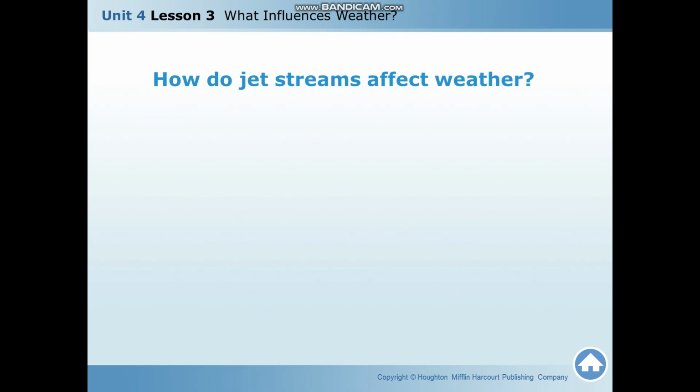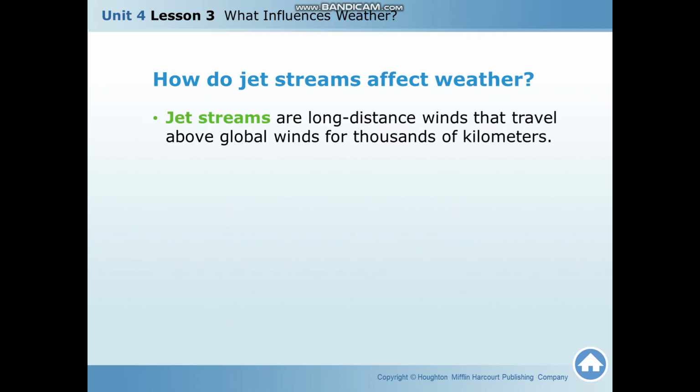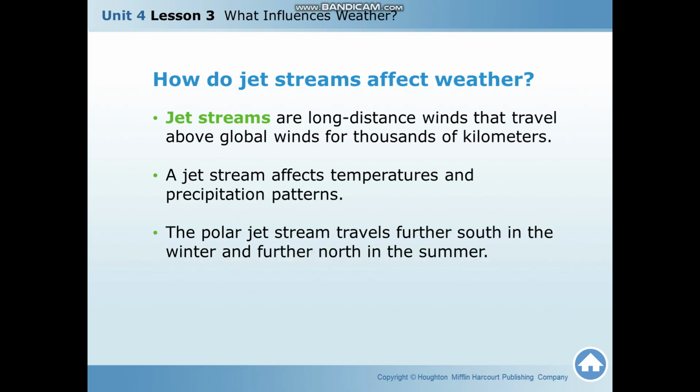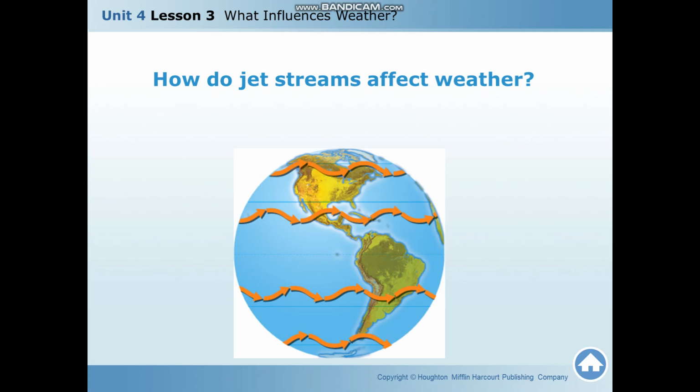How do jet streams affect weather? Jet streams are long-distance winds that travel above global winds for thousands of kilometers. A jet stream affects temperatures and precipitation patterns. The polar jet stream travels further south in the winter and further north in the summer.